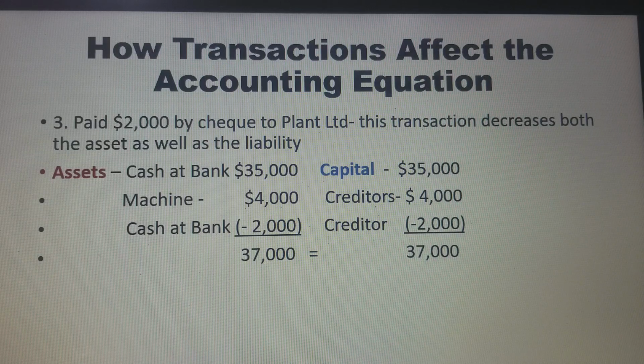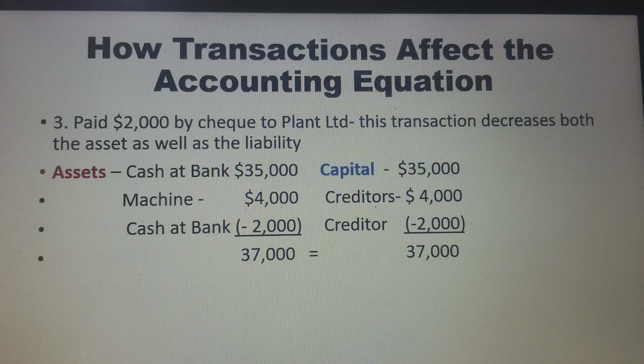Now, let's move on. Look at this example: paid $2,000 check to Plant Limited. This transaction decreases both what now? The asset as well as the liability. We are paying some money by check.